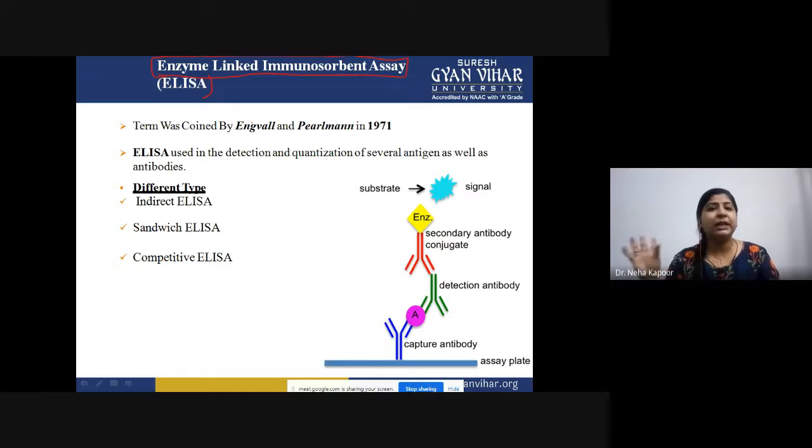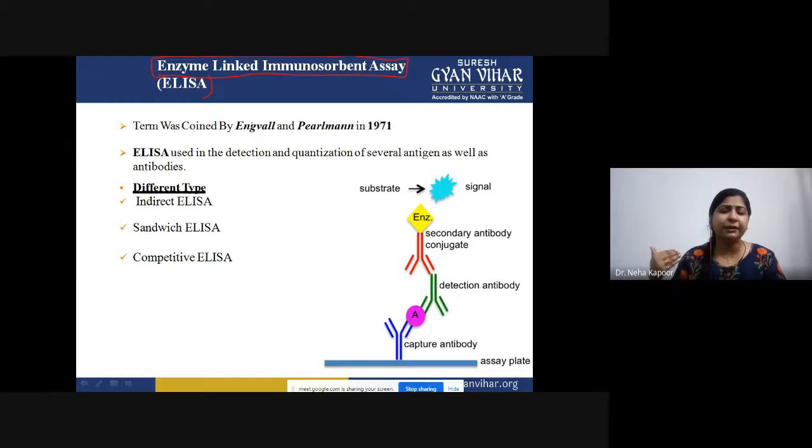This term ELISA was coined by Engvall and Perlman in the year 1971, in which they devised this technique so that it can be used for the detection as well as quantification of several antigens as well as antibodies. The point is, we can detect the antigen, that is, whether this serum or this sample is infected with some particular kind of bacteria or viral infection, or we can also quantify how much concentration of antigen or antibody is present. So this technique is both qualitative as well as quantitative.